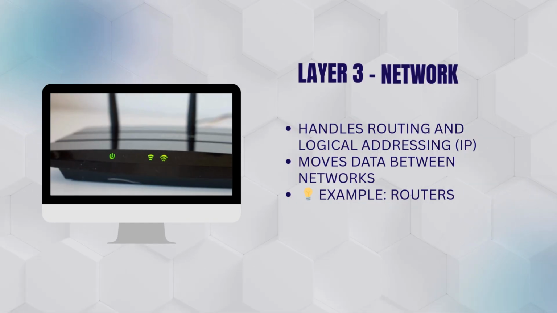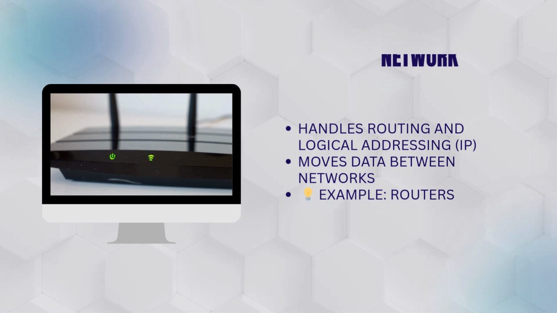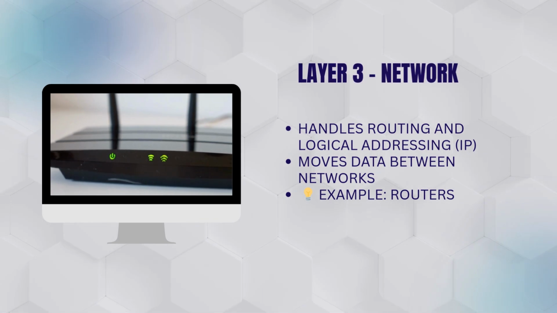These networks may be different from one another, using different physical media or data link protocols, which is called heterogeneity. The key device at this layer is the router. Routers determine the best path for data to travel from its source to its destination across the internetwork.